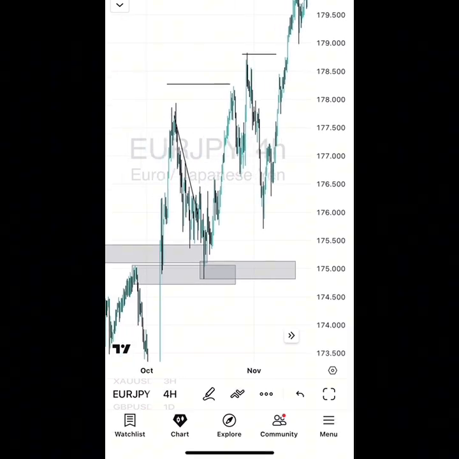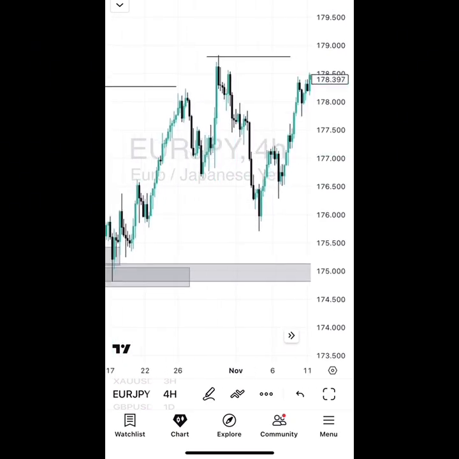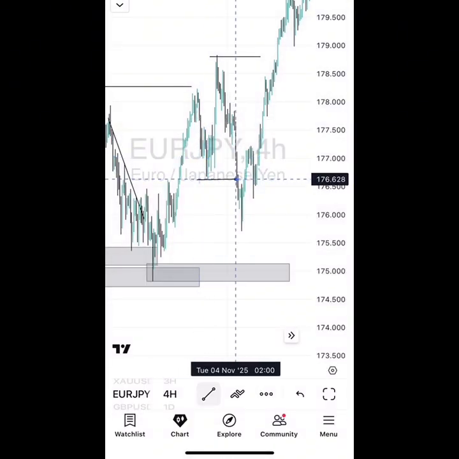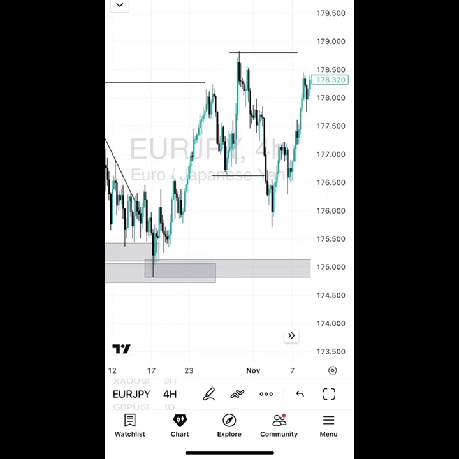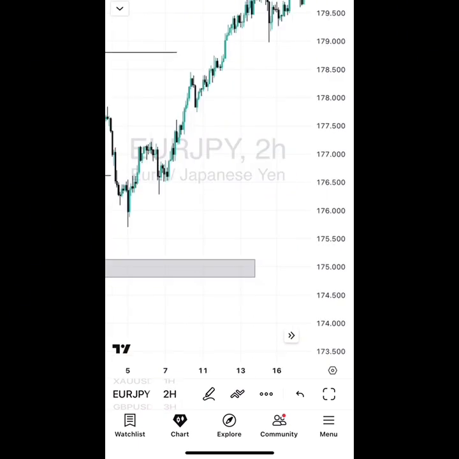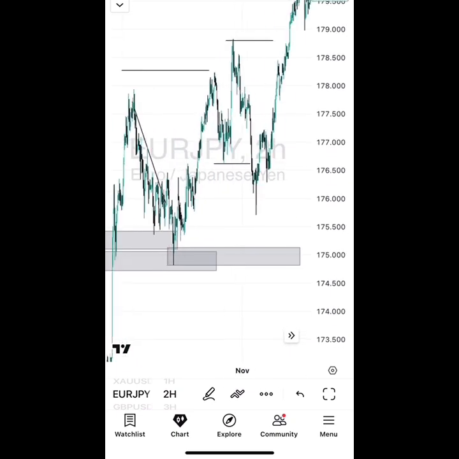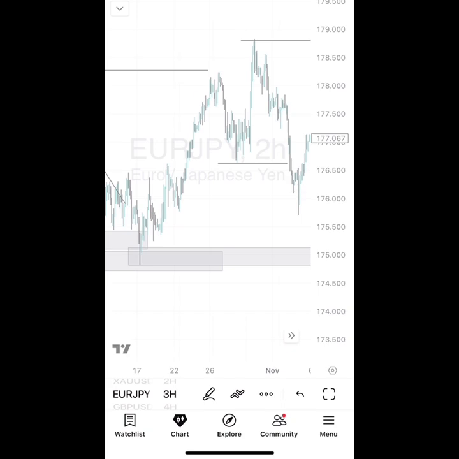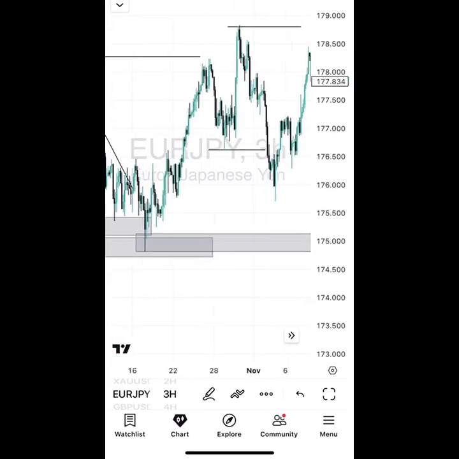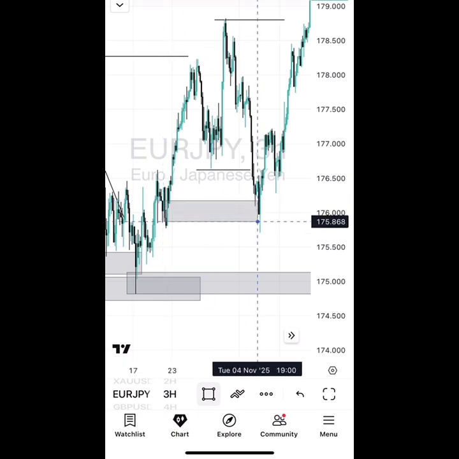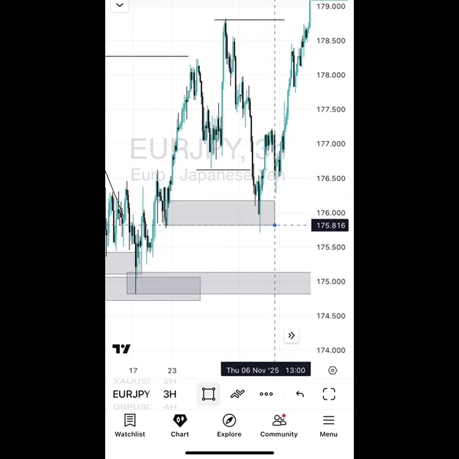So how did I get my entry? After this break, I saw this as an inducement to my point of interest that lies below, which was this. Let me go down to 2 hours. I think it was from 2 hours that I picked the other block that I used. Three hours. So inside 3 hours, I had this. This was the other block I actually used.